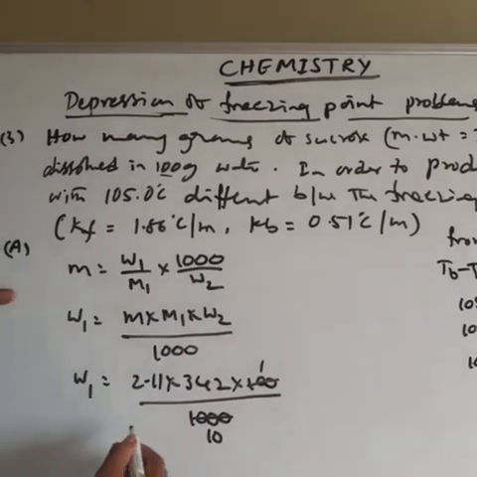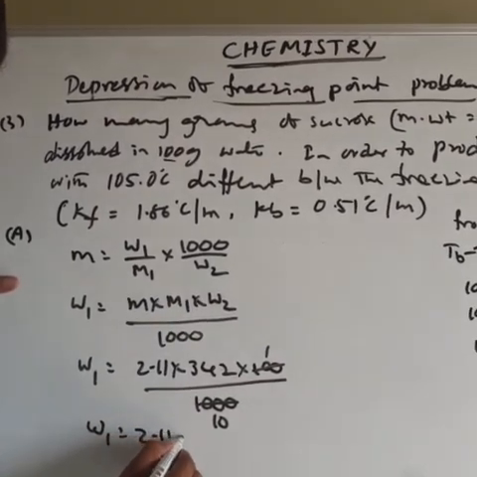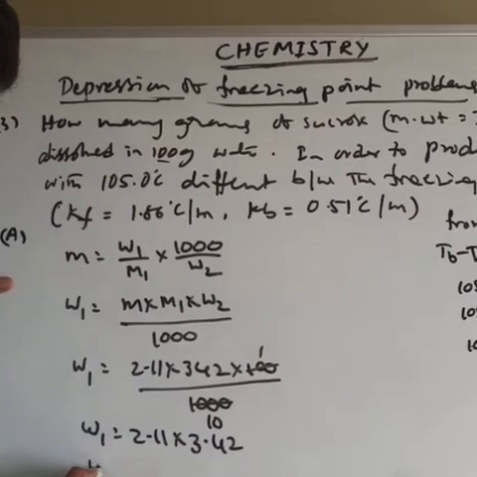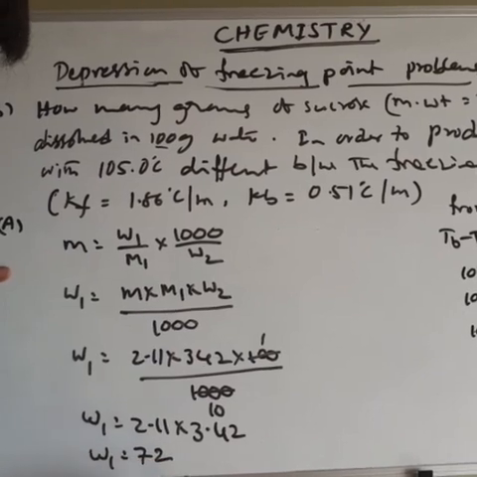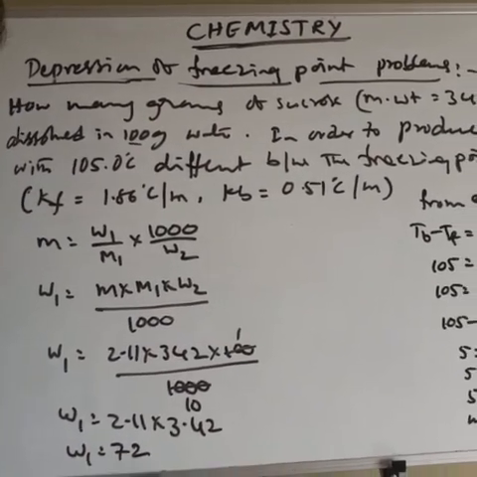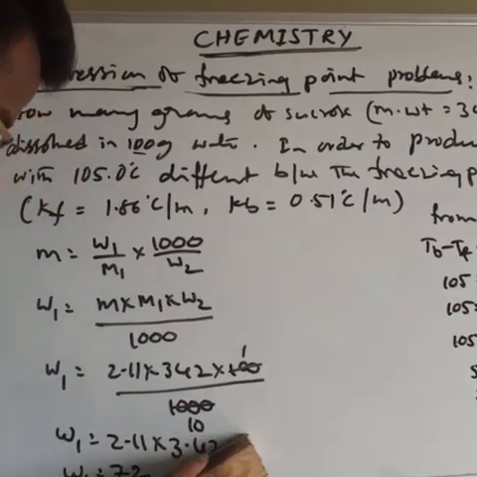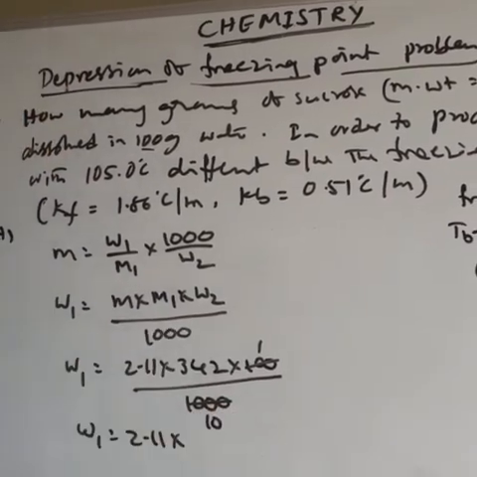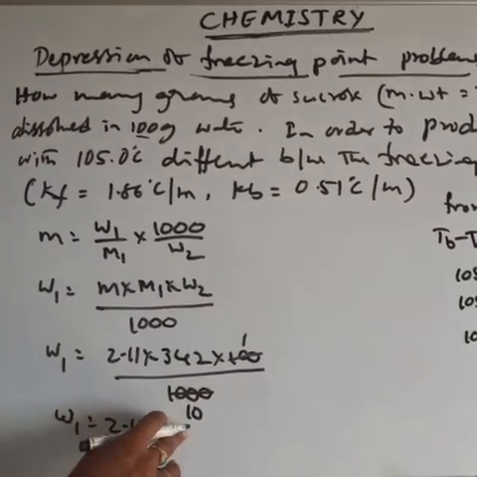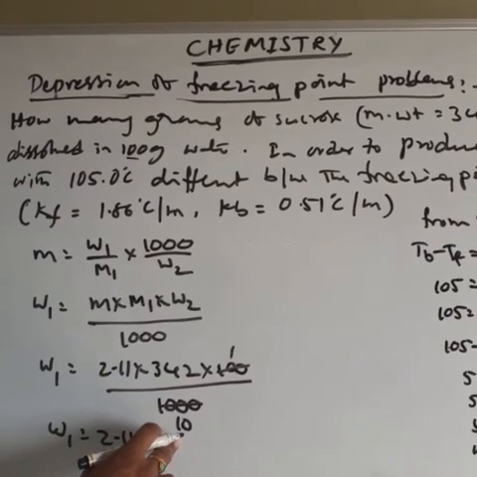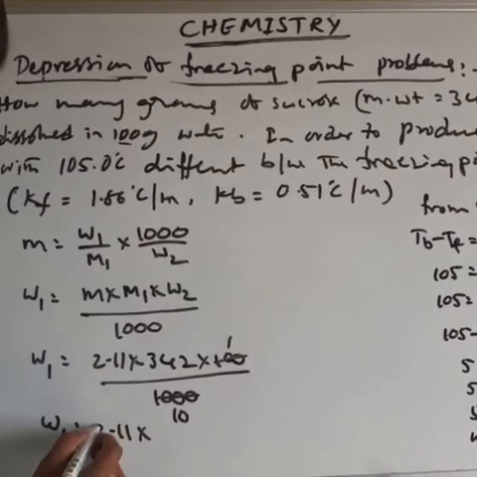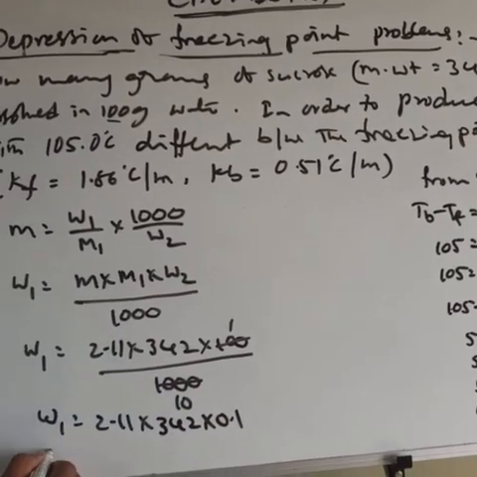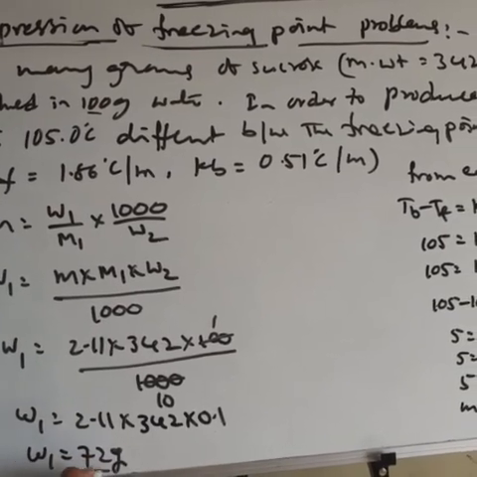Then W1 is equal to 2.11 into 342. Weight of 100 by 1000 is 1 by 10, so 0.1. So 2.11 into 342 into 0.1. Its value is W1 is equal to 72 grams.